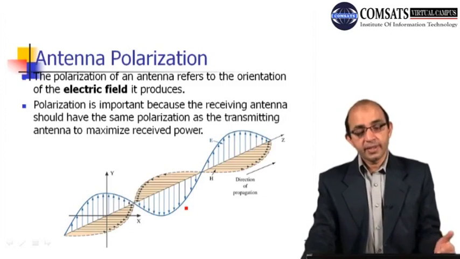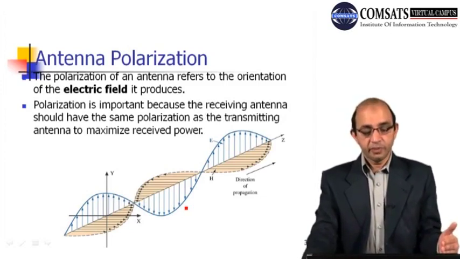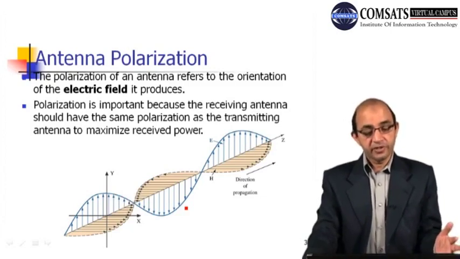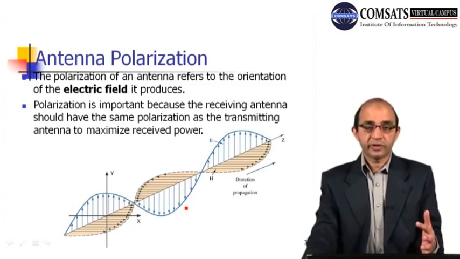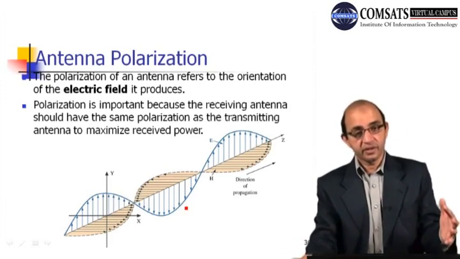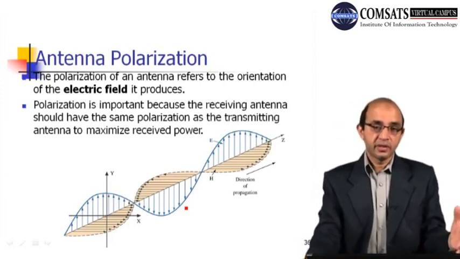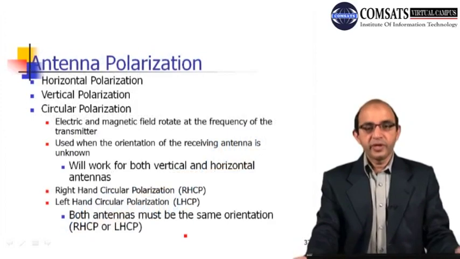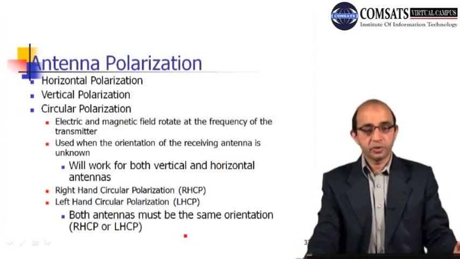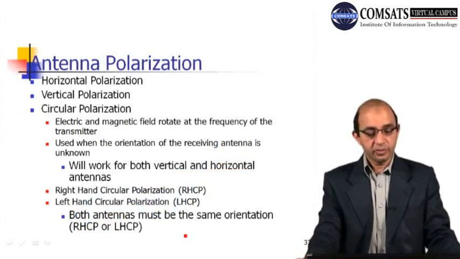The polarization is very important because the receiving antenna should support the same polarization as the transmitting antenna in order to receive the maximum power, right? So if we have a transmitter and a receiver, they should have the same polarization configuration so that we can send and receive maximum power. We have different configurations of polarization: horizontal polarization, vertical polarization, and circular polarization.